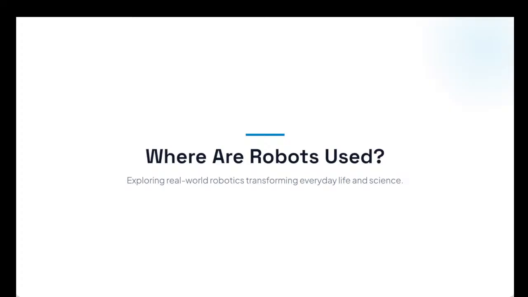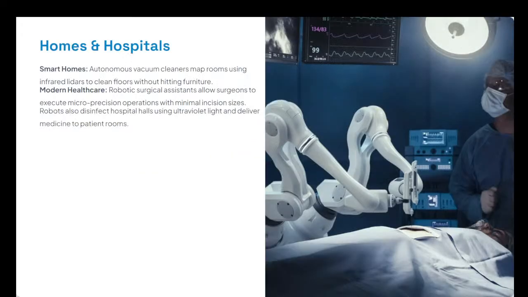Where are robots used? Exploring real-world robotics, transforming everyday life in science. Homes and hospitals. Smart homes: an autonomous vacuum cleaner maps rooms using infrared lidar to clean floors without hitting furniture. Modern healthcare: robotic surgical assistants allow surgeons to execute micro-precision operations with minimal incision sizes. Robots also disinfect hospital halls using ultraviolet light and deliver medicine to patient rooms.